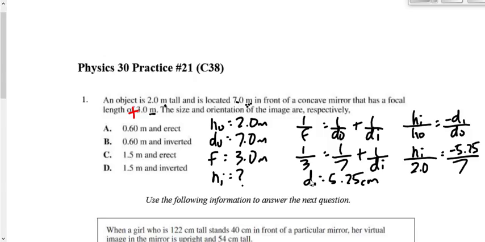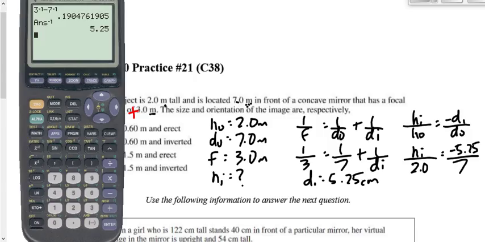So we're going to say on our calculators here, 5.25, negative 5.25 that is, divided by 7, times it by 2, gives me an image height of negative 1.5.